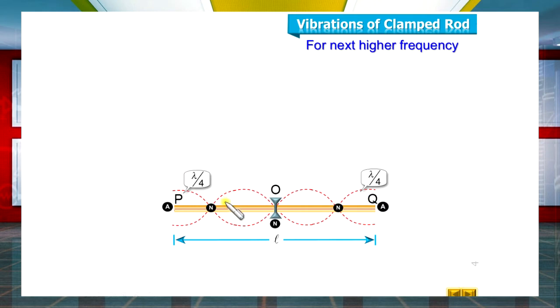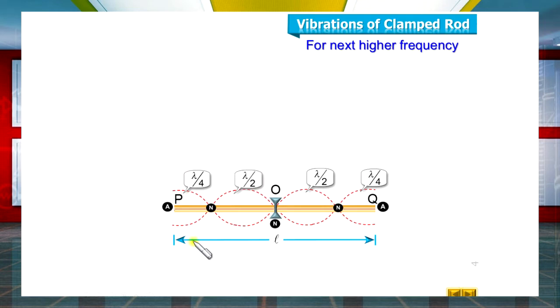And this length, that is the length of the one loop, should be equal to lambda by 2, and this is also lambda by 2. That means lambda by 4 plus lambda by 2 plus lambda by 2 plus lambda by 4. Lambda by 2 plus lambda by 2 is lambda, and lambda by 4 plus lambda by 4 is lambda by 2. That means lambda plus lambda by 2. That means this is equal to 3 lambda by 2.